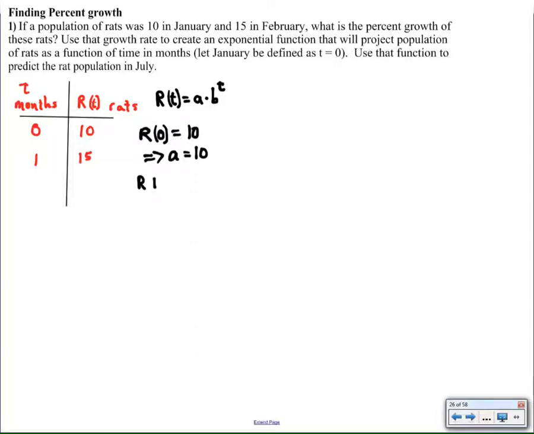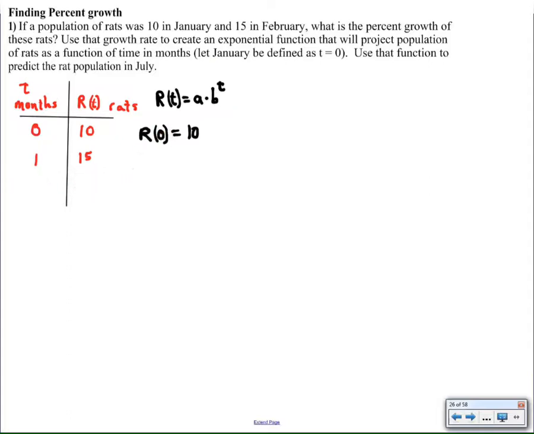Using the table as a way of displaying my information, I learned here, let me go back, that the first month would be t equals 0. I got that right here. January is t equals 0. There were 10 rats, and then February, that would be t equals 1, 15 rats.